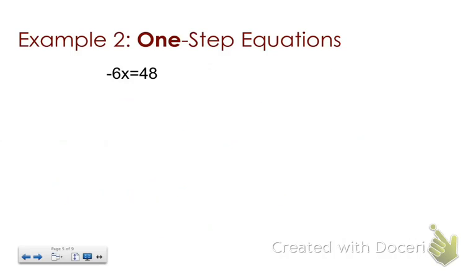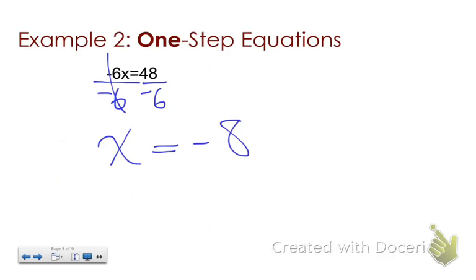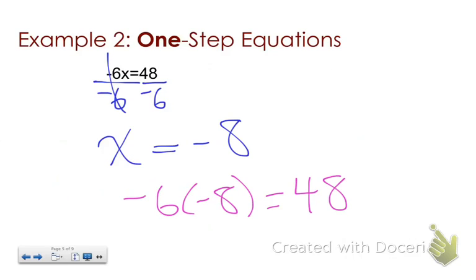Alright, this time we have negative 6x equals 48. Remember, negative 6 is being multiplied by x. So to get x by itself, we're going to do the opposite of multiply and divide by negative 6 on both sides. So that goes away. 48 divided by negative 6 is negative 8. And again, we can plug it back in. Negative 6 times negative 8 equals positive 48.